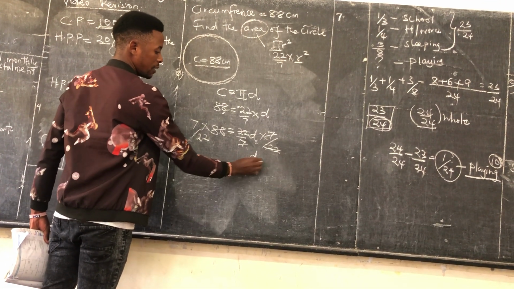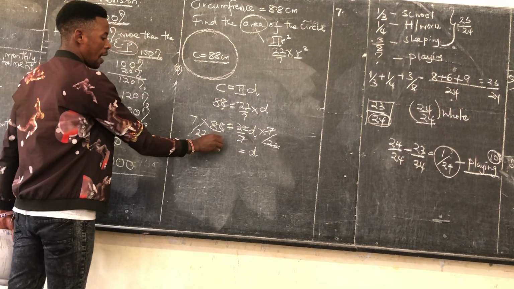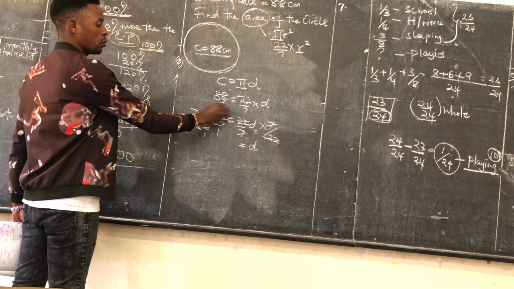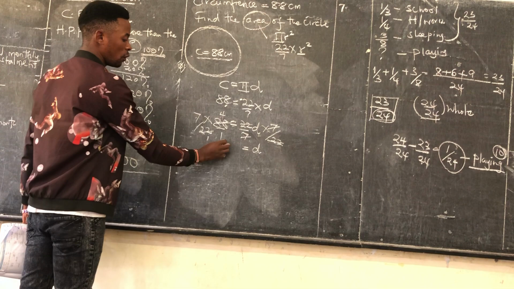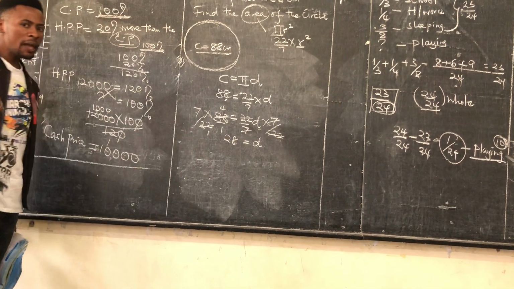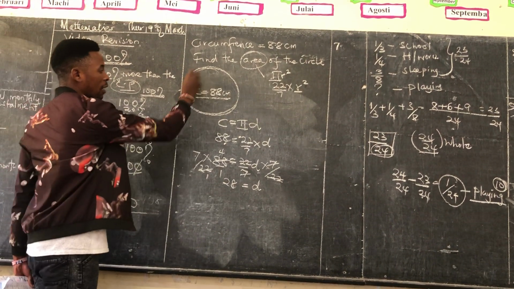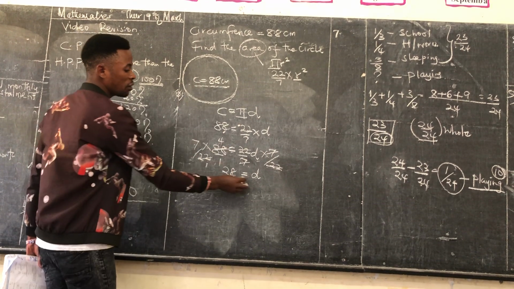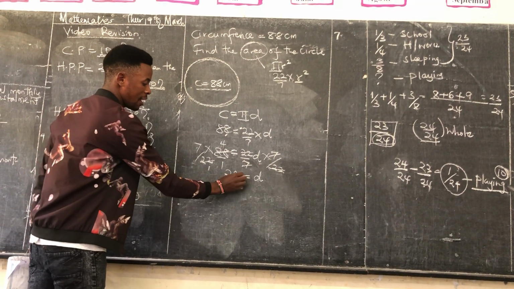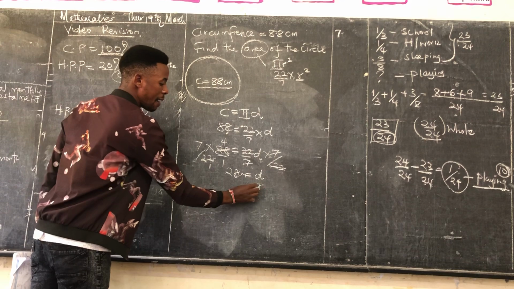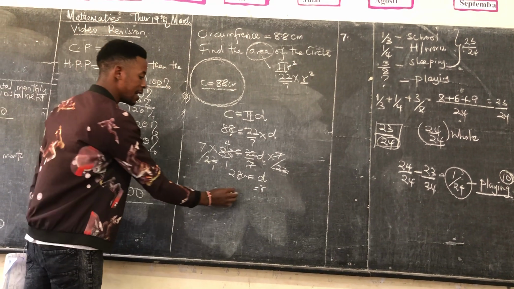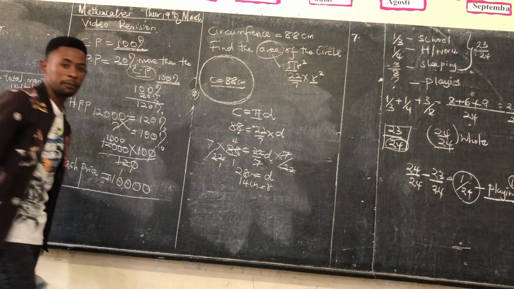So it gives you what? Diameter is equal to 22 over 7 times 4, that gives you 7 times 4 is 28. So that means that the diameter of this circle is 28 centimeters. So what is the radius? Divide the diameter by 2. So that means that the radius is 14 centimeters.